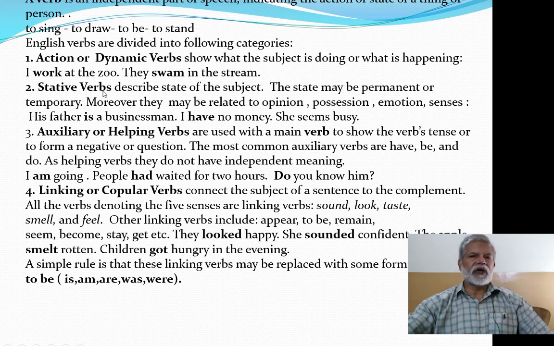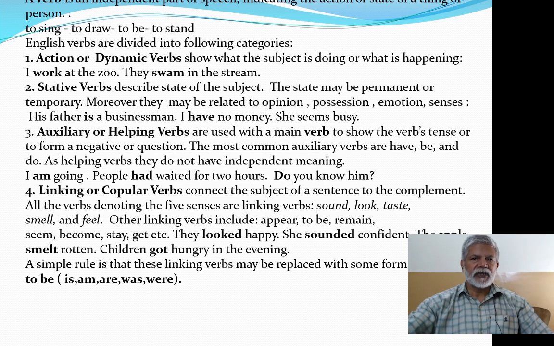Then there are stative verbs. Verbs that show state, that show some condition, state of the subject. The state may be permanent or temporary. It may be a permanent state or temporary state. Temporary for the time being, impermanent. Moreover, they may be related to opinion, possession, emotion, or senses.